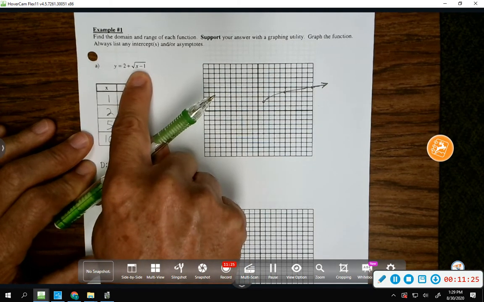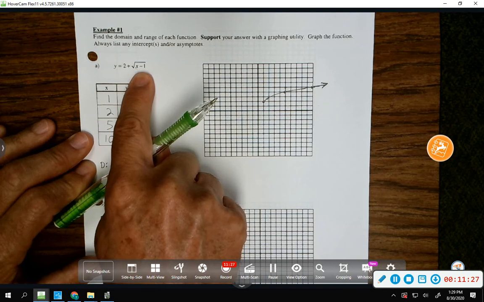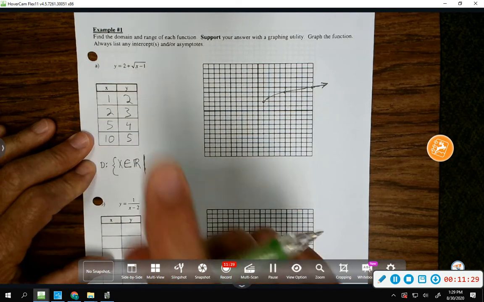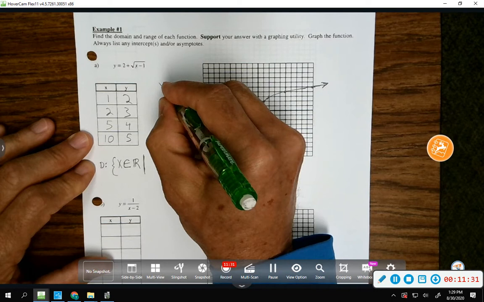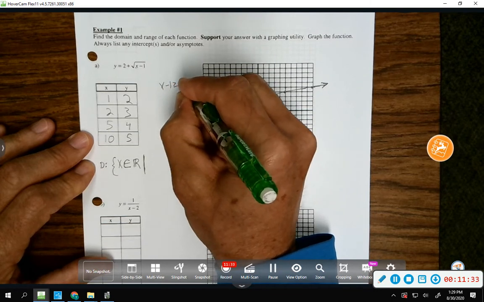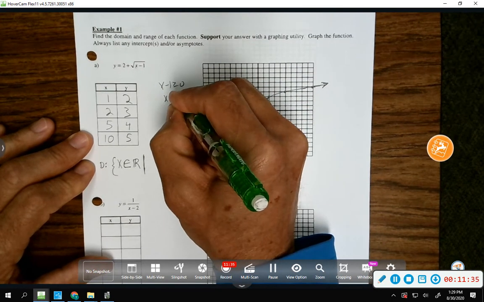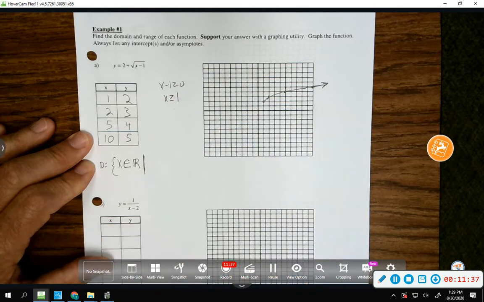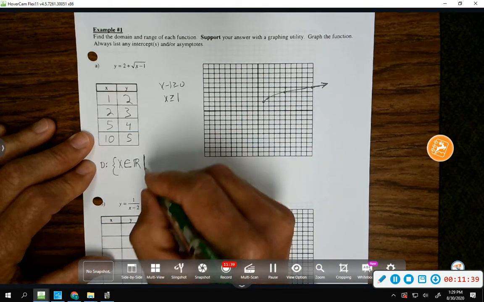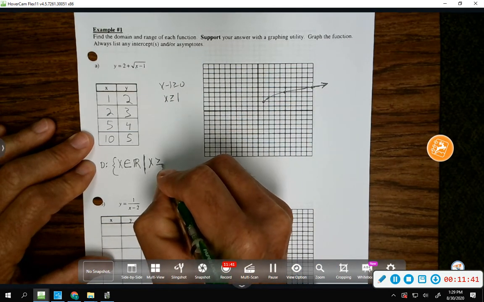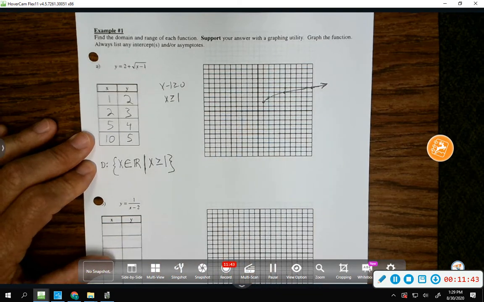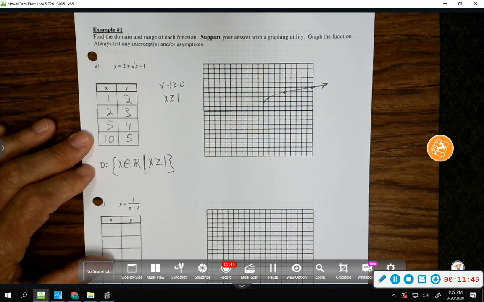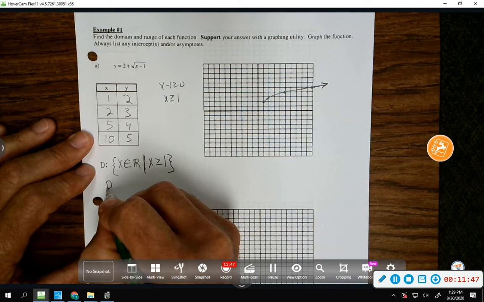What is the domain of this particular problem? Remember, if it's an even root, we have to set the argument greater than or equal to 0. Add the 1 to the other side. X has to be greater than or equal to 1. Close the brace. But I also want you to write it in interval notation.